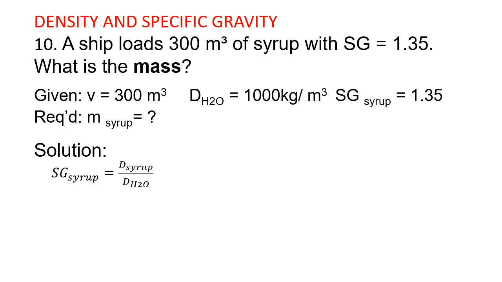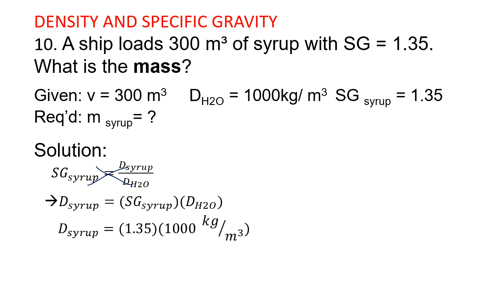Now to solve, we find first the density of the syrup. By cross multiplication, we get density of the syrup equals specific gravity of the syrup times the density of water. So that is 1.35 times 1,000 kilograms per meter cube. So we find that the density of the syrup is 1,350 kilograms per cubic meter.